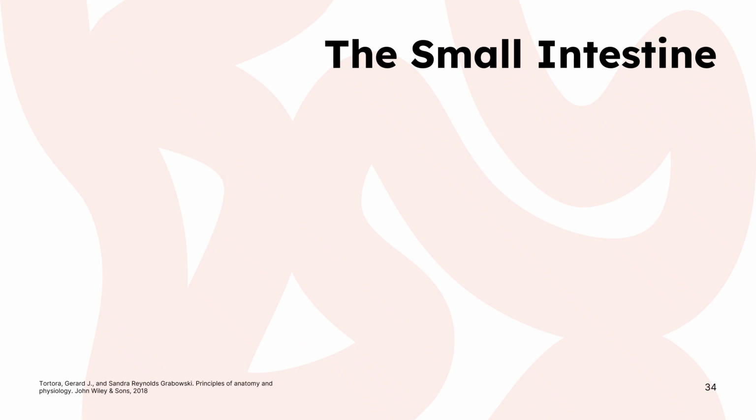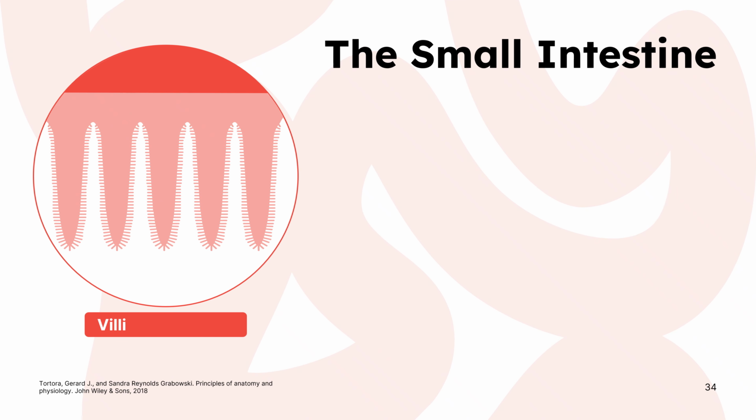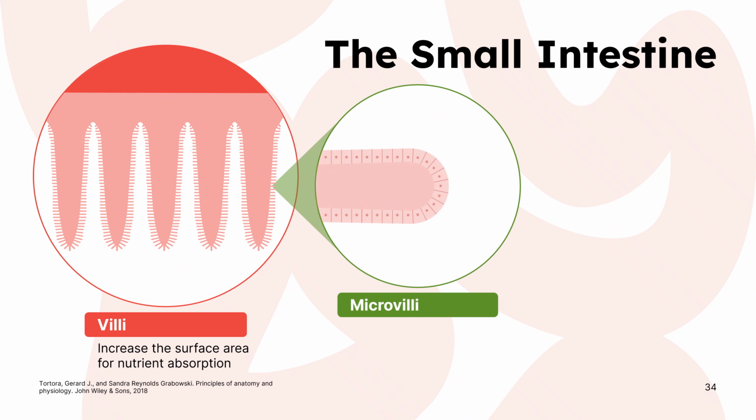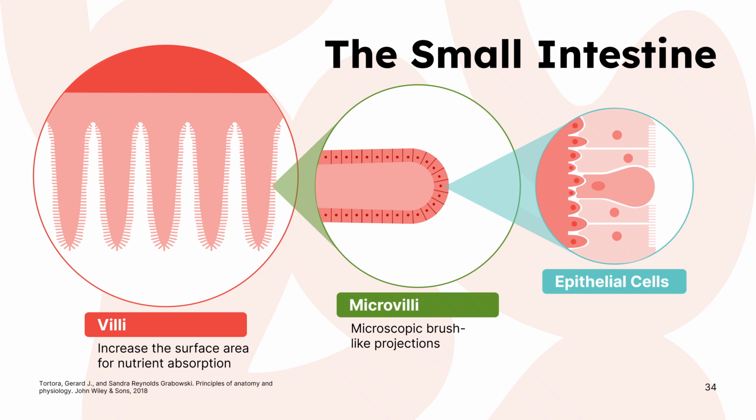In the small intestine, the villi are finger-like projections that significantly increase the surface area for nutrient absorption. Upon closer examination, we find microvilli, which are microscopic, brush-like projections on the surface of the villi, collectively forming what is known as the brush border. These microvilli are composed of specialized epithelial cells that are adept at absorbing nutrients, while goblet cells are interspersed among them, secreting mucus to protect and lubricate the intestinal lining. These features highlight the remarkable adaptations of the small intestine for optimal nutrient uptake.